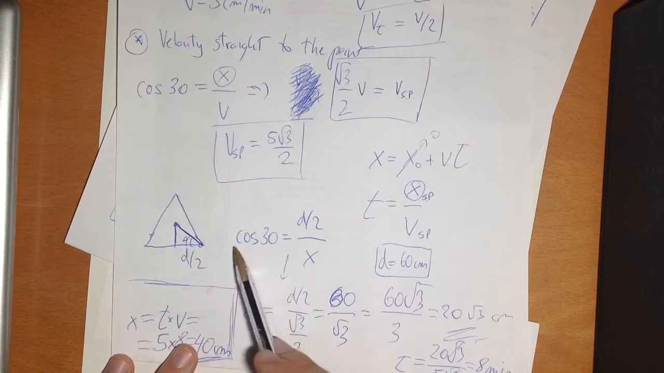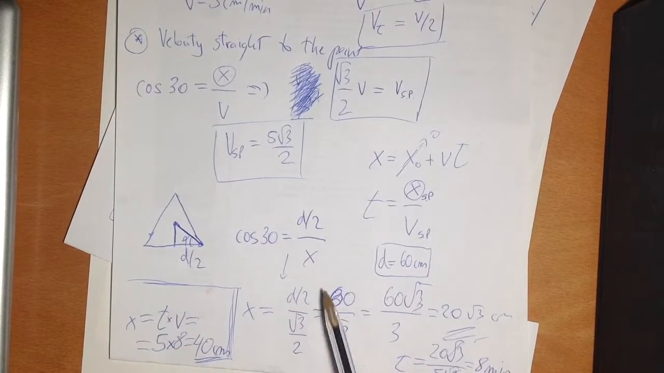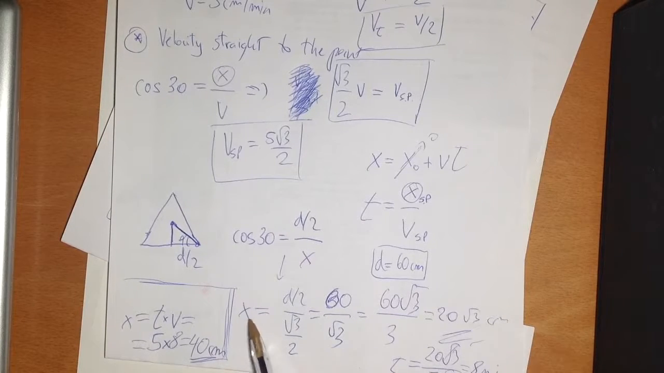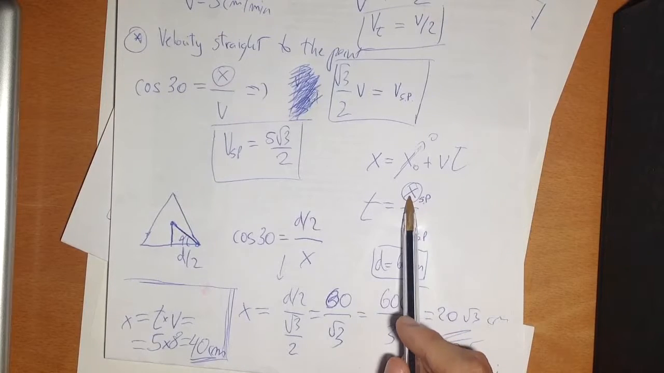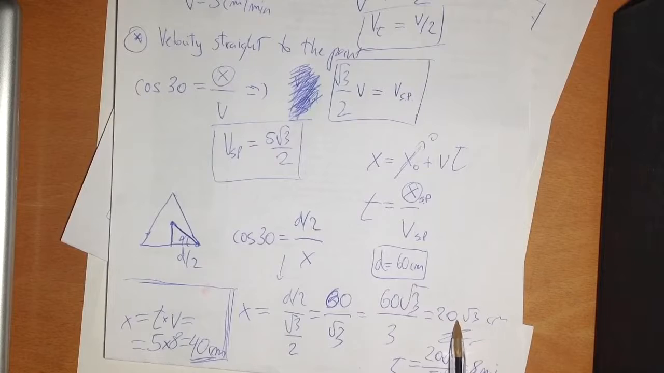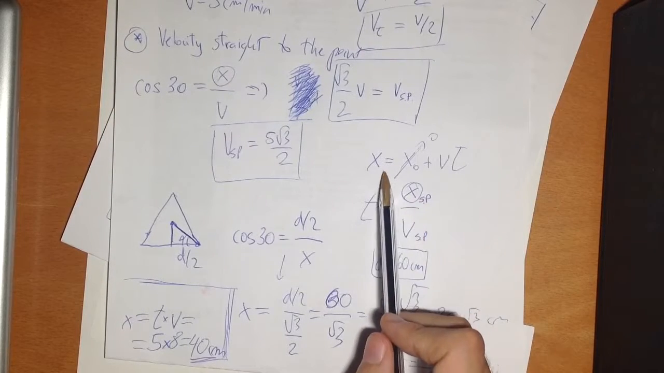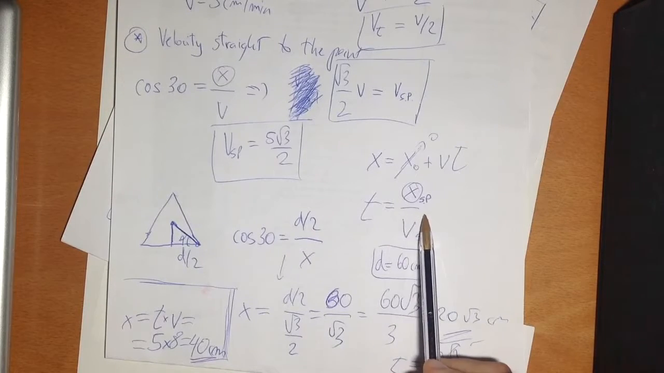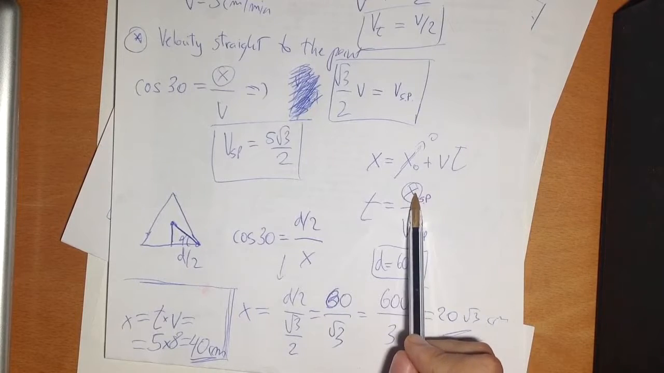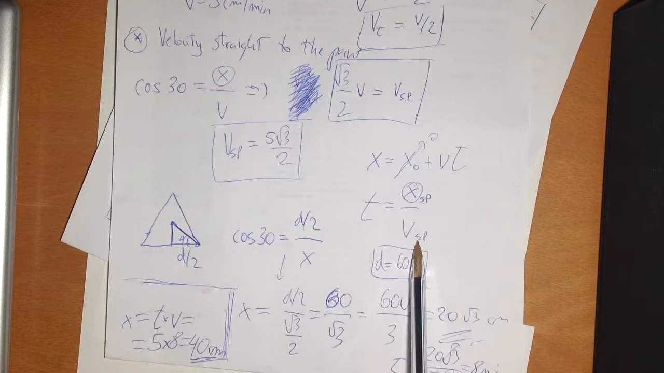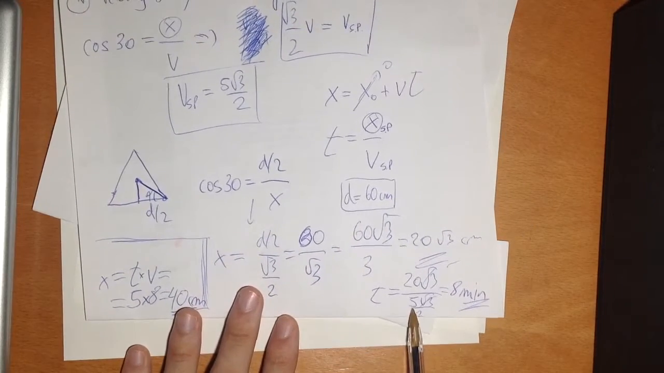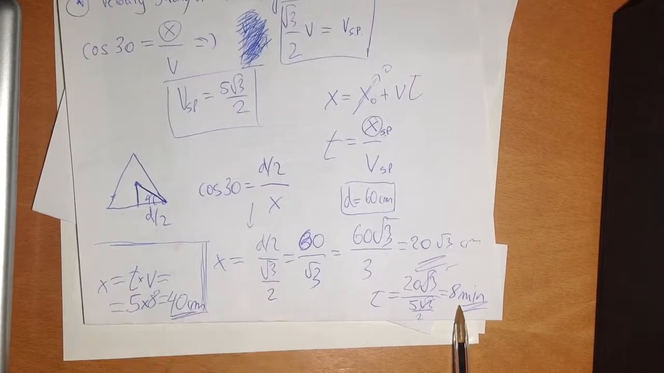We just plug in and find this position vector, and if we plug in, we get this number. After we have this quantity, we plug it into this kinematic equation to find the time, dividing this term by the velocity straight to the point that we already know. As you can see, we divided here, and you get 8 minutes.